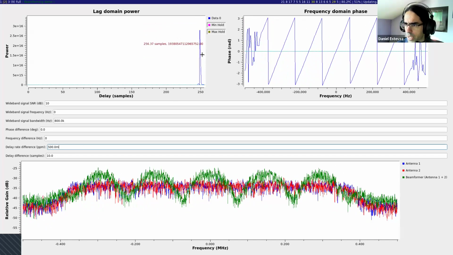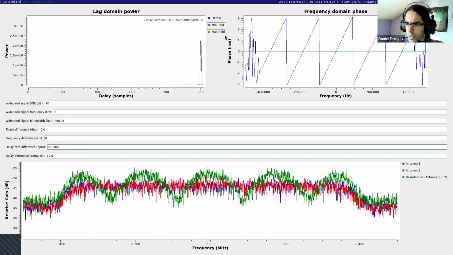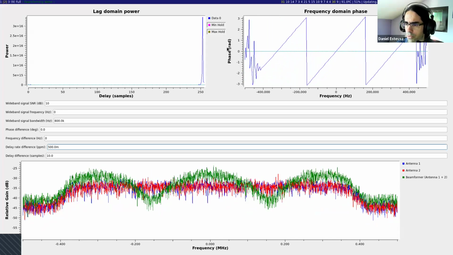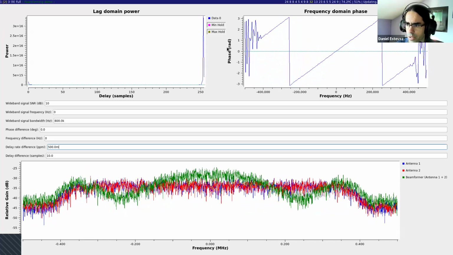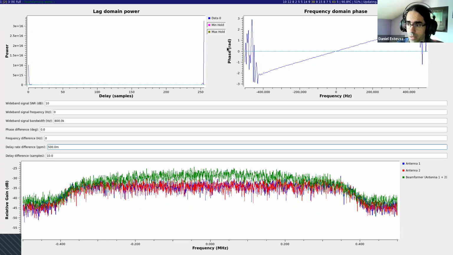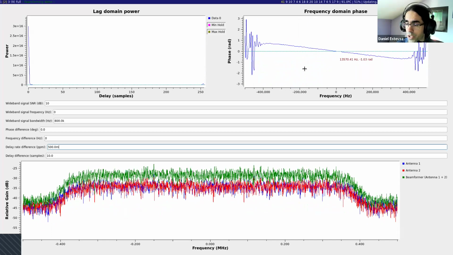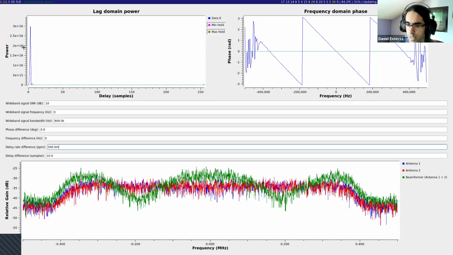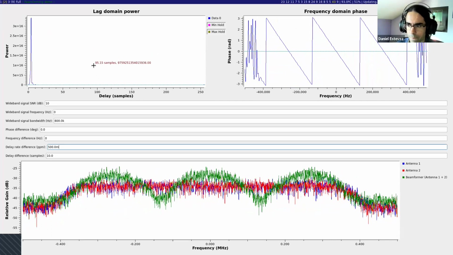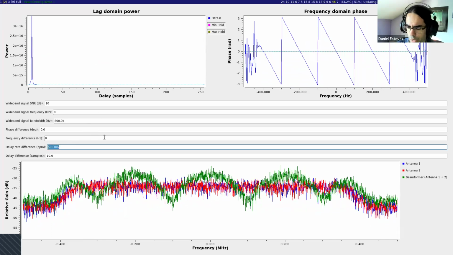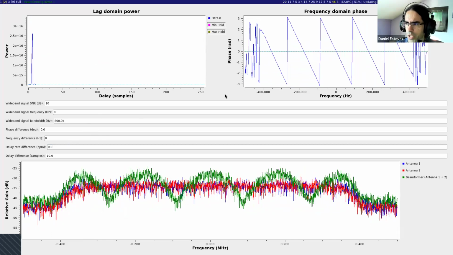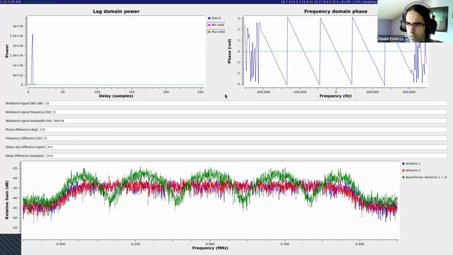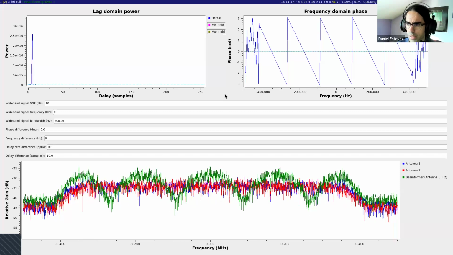I'm going to speed this up a little bit more. So you can see this is the kind of thing we can see in a correlator, and if we don't compensate for the source movement, we get this effect, which is known as fringe rotation. We see that the delay is changing over time, and we can see it in a number of ways. So, okay, let me stop this. Any questions about this? This is the end of this part, and we will break for 5 minutes and then resume with the second part.